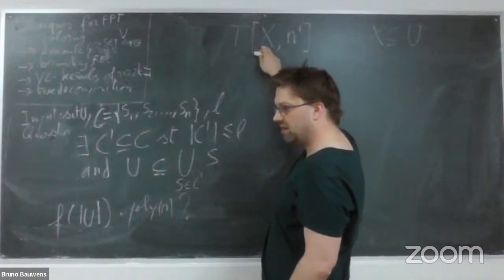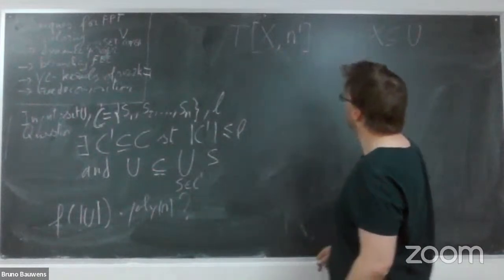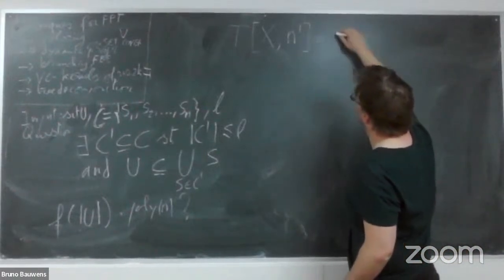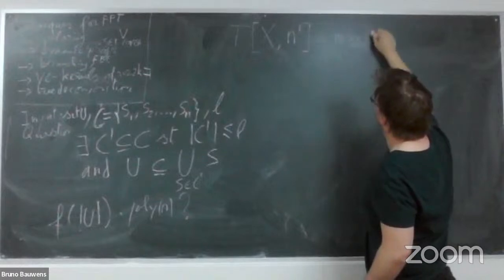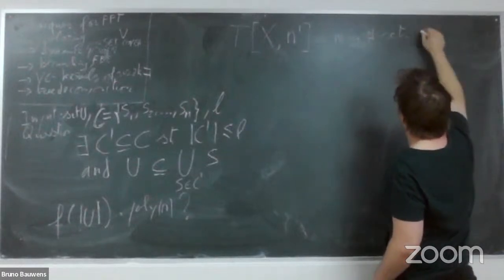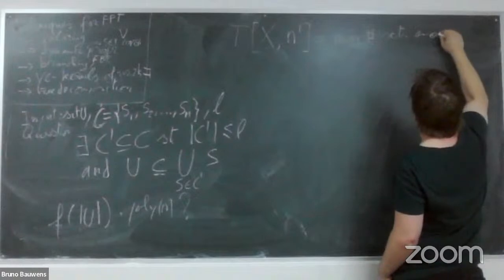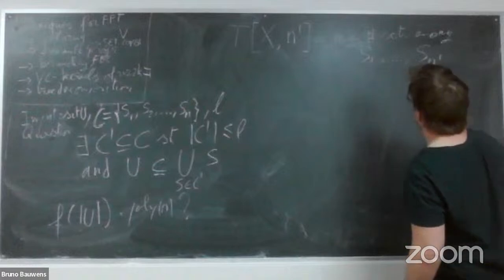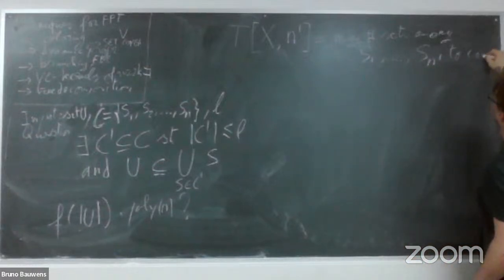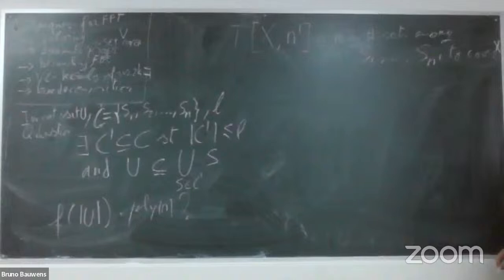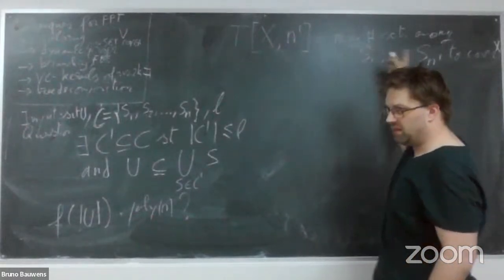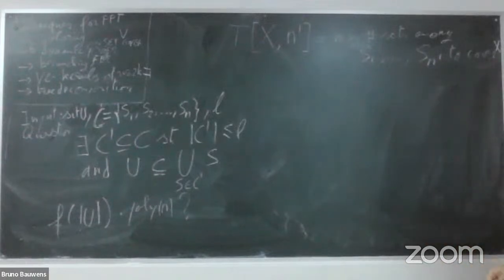So let me write it. In the table, the minimum number of sets among S1 to S n prime to cover X. X is this argument, a subset of U, and n prime is this. It's a subset of minimum.